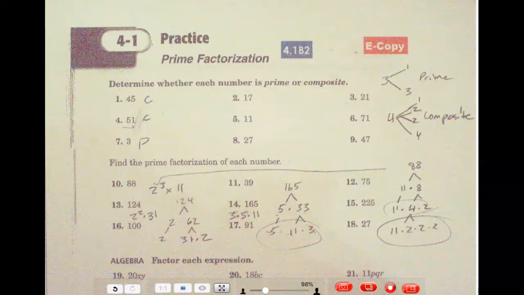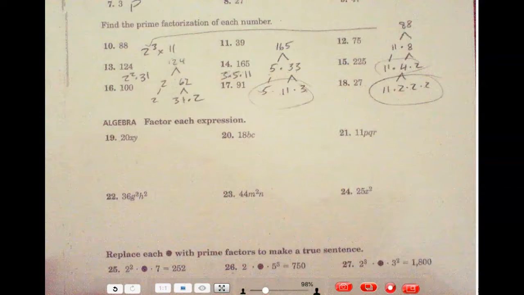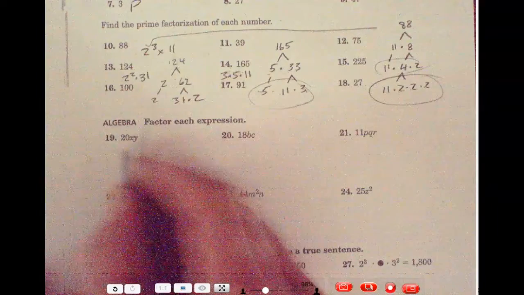Right? Okay, let's try factoring these algebraic expressions. This is a little more difficult. You can finish these ones up here by yourself. I've got you going on them. You might want to do them on a separate sheet of paper. So what can we factor out of 20xy?